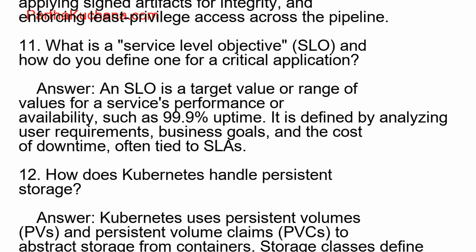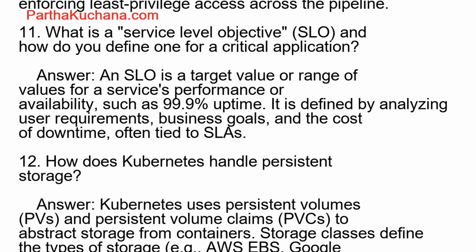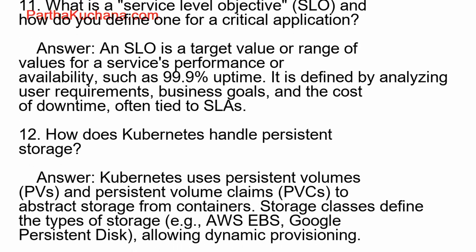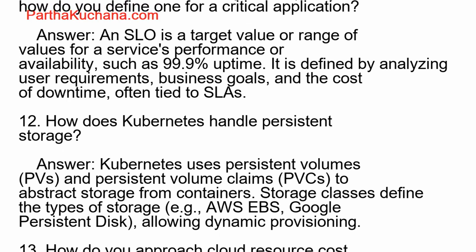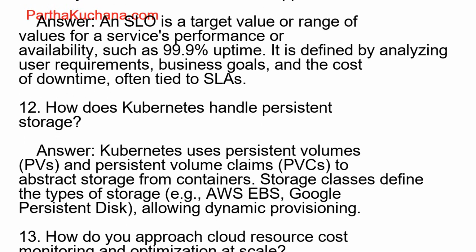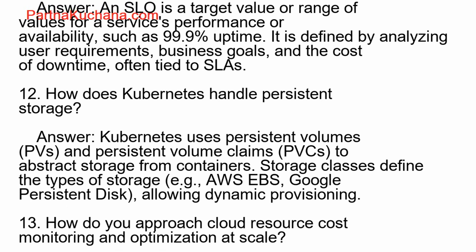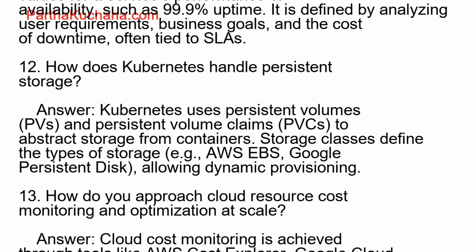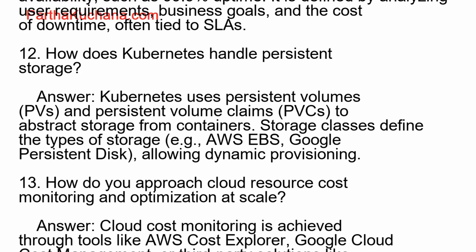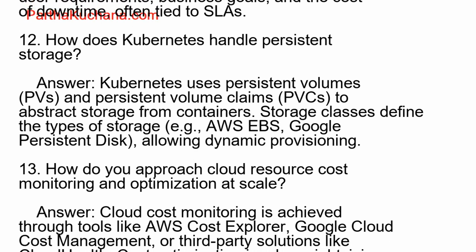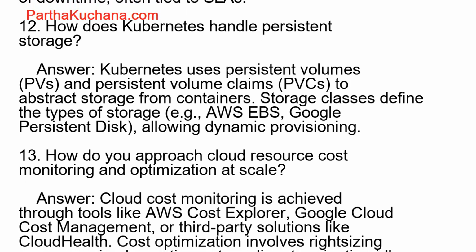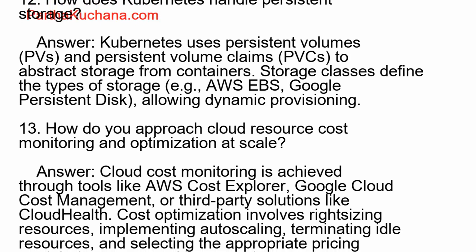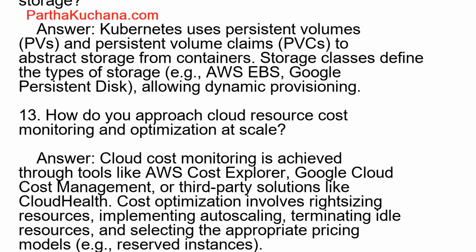13. How do you approach cloud resource cost monitoring and optimization at scale? Answer. Cloud cost monitoring is achieved through tools like AWS Cost Explorer, Google Cloud Cost Management, or third-party solutions like CloudHealth. Cost optimization involves right-sizing resources, implementing auto-scaling, terminating idle resources, and selecting the appropriate pricing models, e.g., reserved instances.